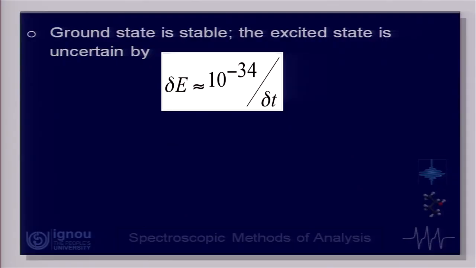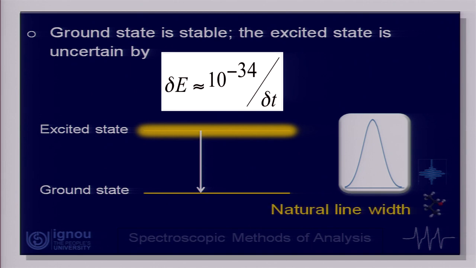On the other hand, when I give energy and the system gets excited to a higher energy level, the molecule doesn't stay there for very long. It has to come down. So there is a certain amount of lifetime which it spends over there, that is called delta tau or delta t. As a consequence, the excited state becomes uncertain. That means the energy of the excited state becomes uncertain to the extent of h cross by delta tau.